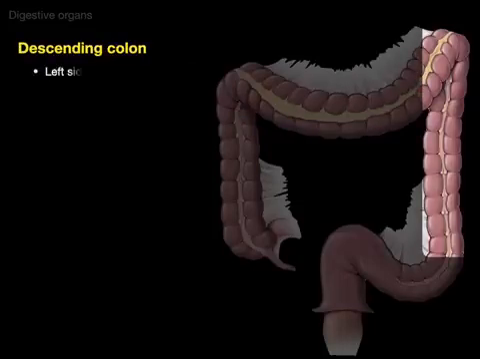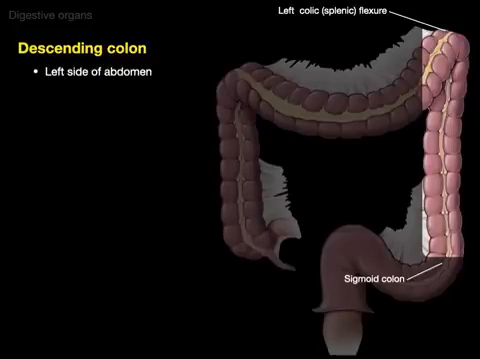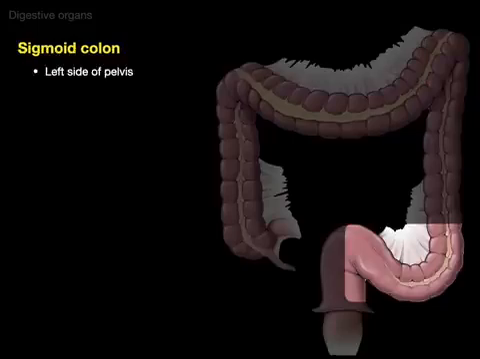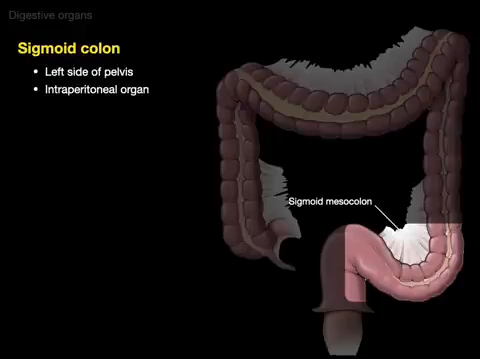All right, now the descending colon is on the left side of the abdomen. It courses from the left colic or splenic flexure down to the sigmoid colon. And the sigmoid colon then is on the left side of the pelvis. It's an intraperitoneal organ anchored to the pelvic wall through the sigmoid mesocolon.